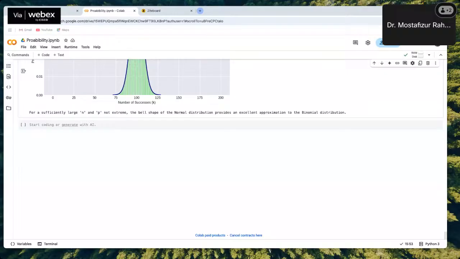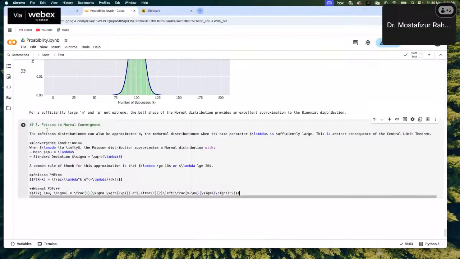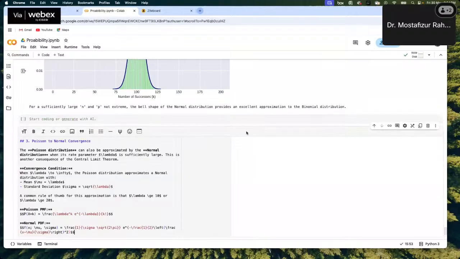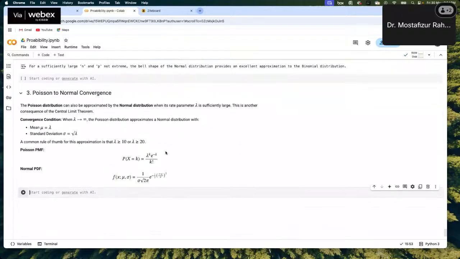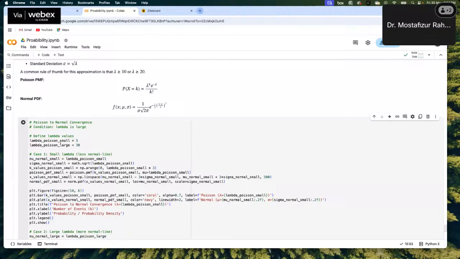And the last one is basically Poisson to normal distribution. This is another discrete to continuous random variable approximation. So in the case where lambda tends to infinity, the Poisson distribution can be approximated by the normal distribution when lambda, the rate of occurrence of something, is very high. In that case, the mean will be equal to lambda and the standard deviation will be square root of lambda. The Poisson distribution can be approximated with the Gaussian, or normal, distribution in this special case. Let's take an example: I will take lambda for Poisson small and lambda for Poisson large, these two cases.